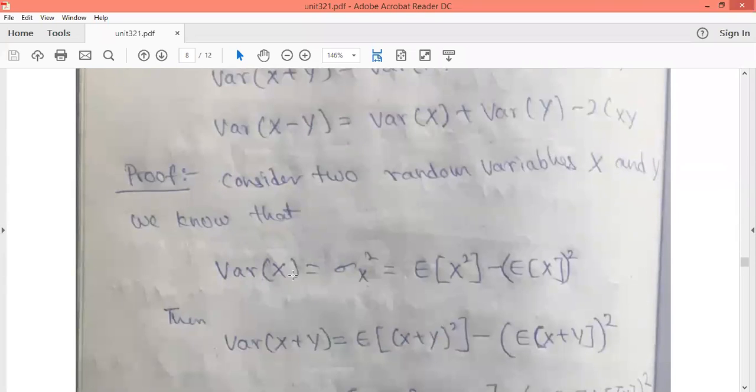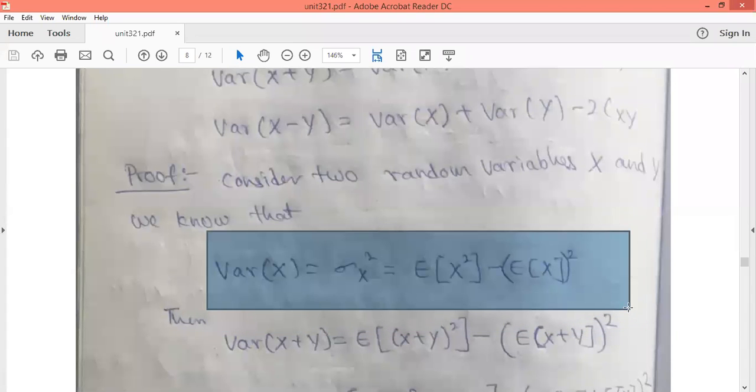Now consider two random variables x and y. What is the variance of x? Variance of x is given as sigma x square. What is the formula for variance of x? Sigma x square is equal to expected value of x square minus expected value of x whole square. This is the formula for finding the variance of x.